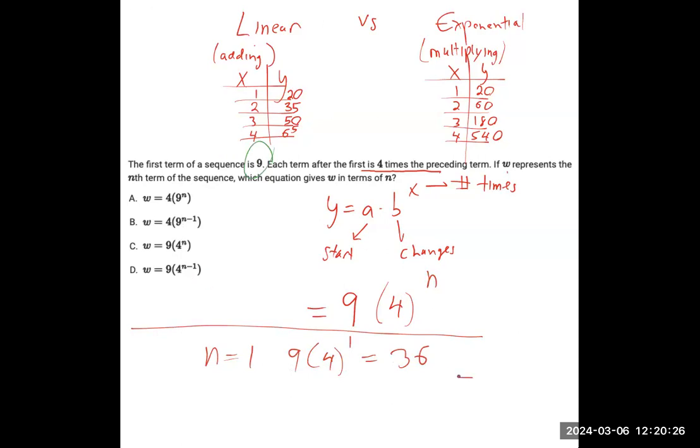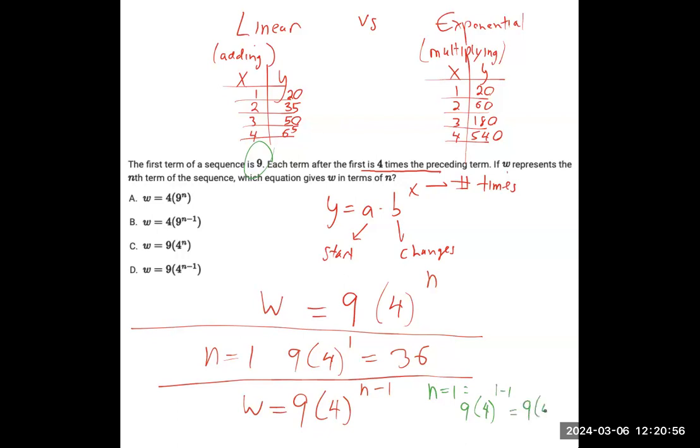So what we need to do in this situation is actually shift it down by 1. We have the same exact equation, 9 times 4, but instead of being to the n, we're going to make it to the n minus 1. And thinking about what happens in that situation, if n equals 1 here, we'll have 9 times 4 to the 1 minus 1. In other words, 9 times 4 to the 0, which is just 9 times 1, or 9, because anything to the 0 power is 1, and 9 times 1 is 9.